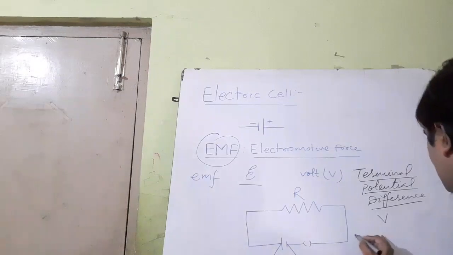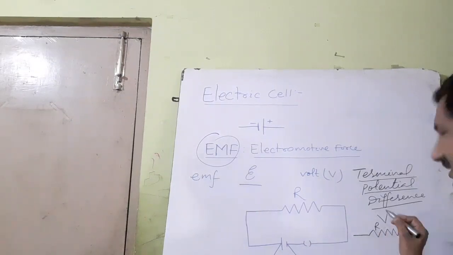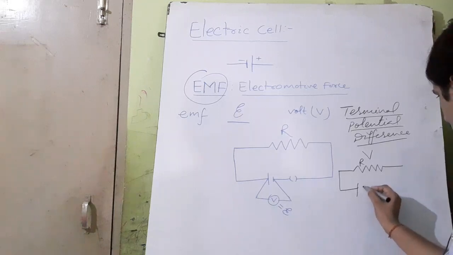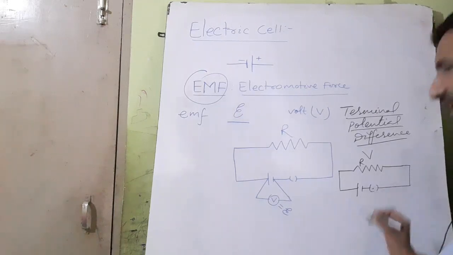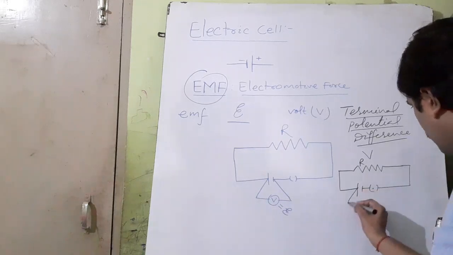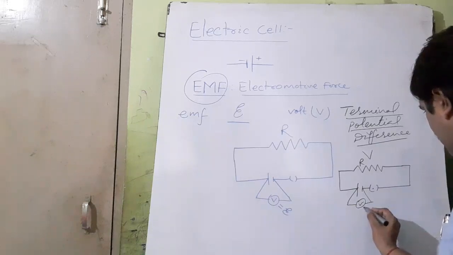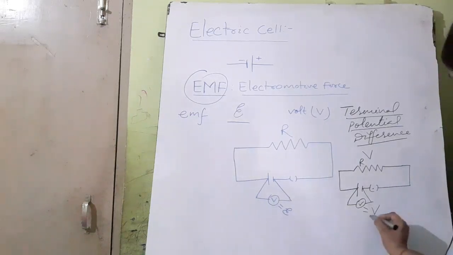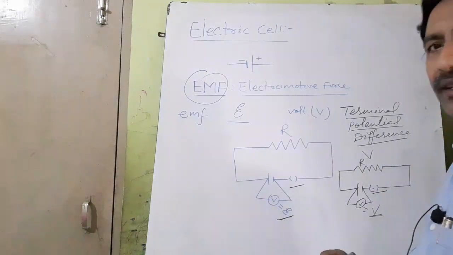Suppose this is a circuit. The resistance offered is R, and this is connected to a cell. This is the key. You switch on the key and connect a voltmeter across the cell. Whatever the potential difference is, that is called terminal potential difference. This is V when the switch is on and this is E when the switch is off.